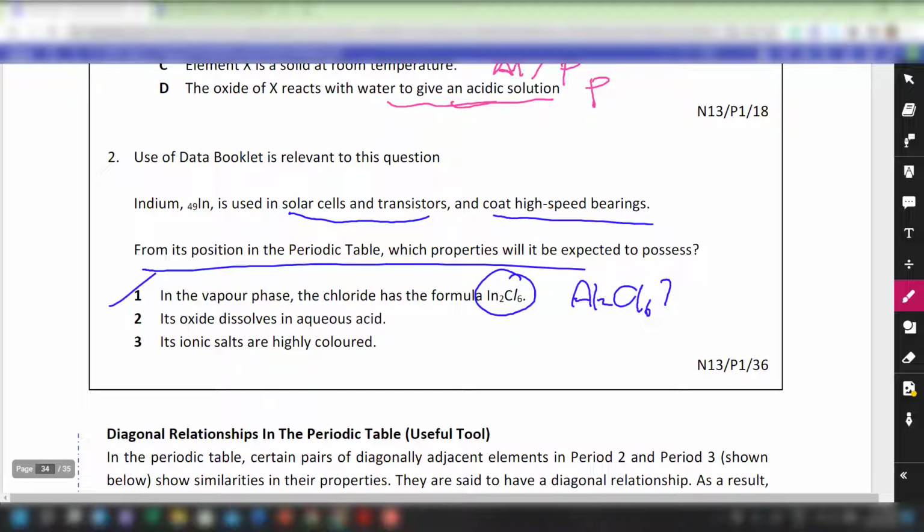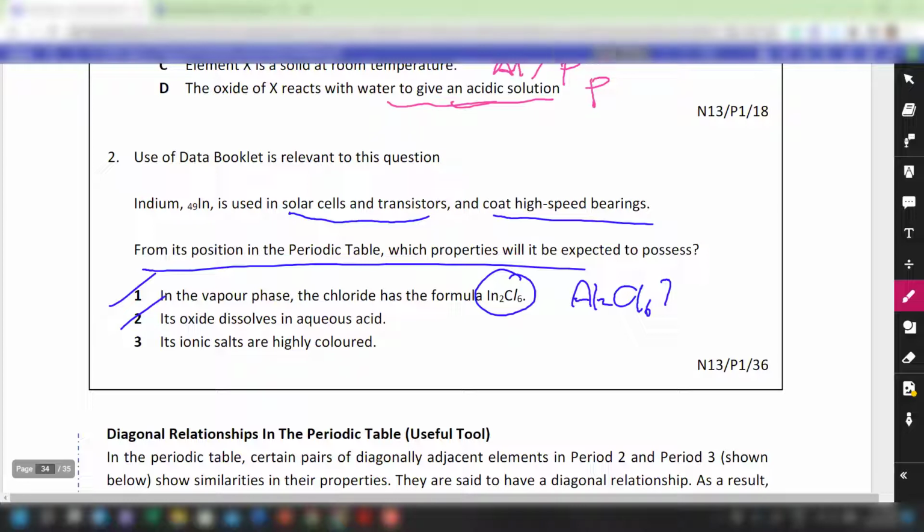Its oxide dissolves in aqueous acids. Does that make sense to you? Okay, oxides. That means that indium oxide dissolves in acids. Let us try to recall aluminium oxide. Is it basic in nature? Yes. So statement 2 seems to make sense.